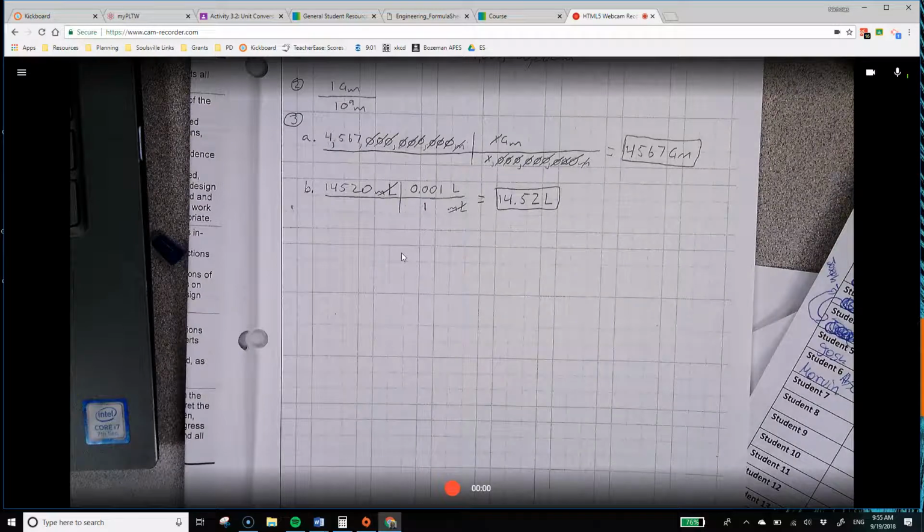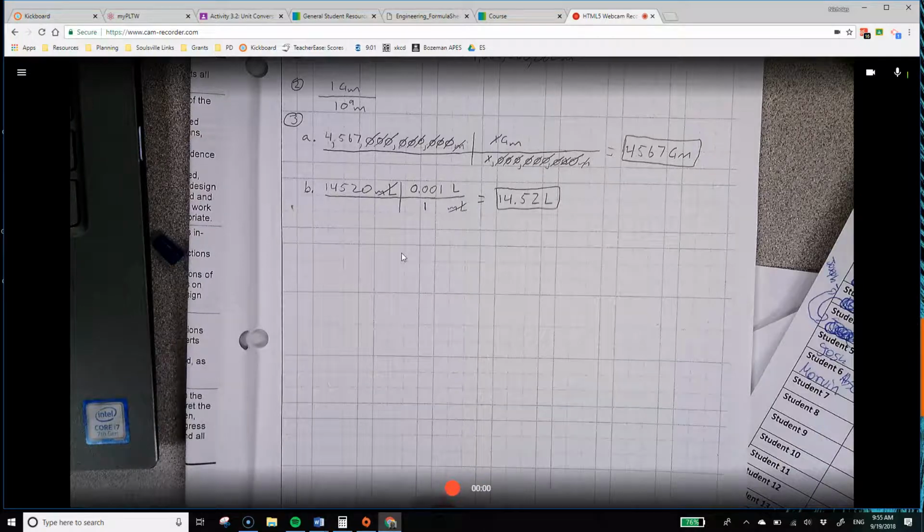All right, questions on what I just did? Oh, good question. What is 14 divided by 1? What is 14.52 divided by 1? 14.52. Yeah. So anything divided by 1 is itself. So you can just ignore that 1.